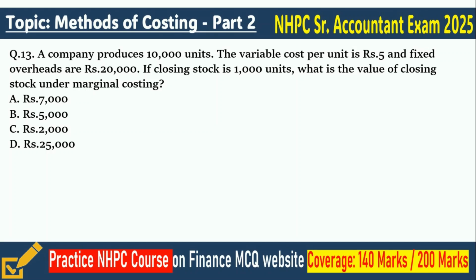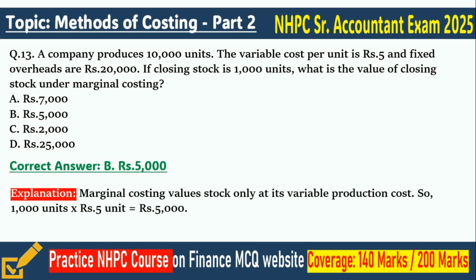One hint I can give you is that in marginal costing, only variable cost is charged to the production. So friends, as I said, the variable cost per unit is rupees 5, closing stock is 1,000 units. The correct answer will be option B, 5,000 rupees. So friends, marginal costing values stock only at its variable production cost. So 1,000 units into rupees 5 per unit will be rupees 5,000. So option B was the correct answer.